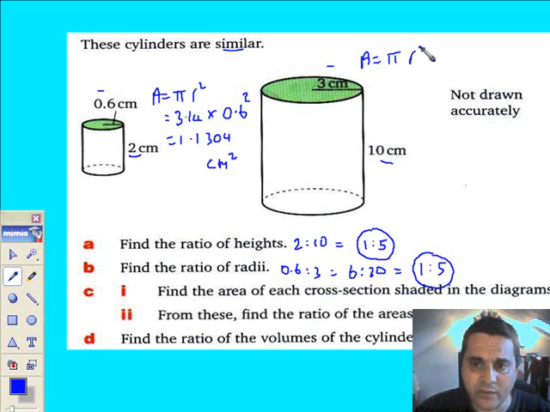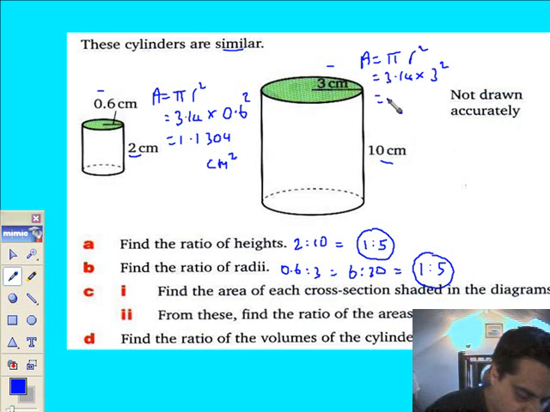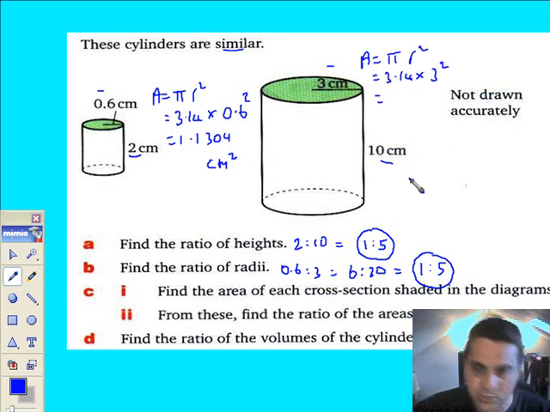A equals pi r squared. Of course, it's a different radius, though it's the same old pi, apple pie. So that's 3 squared. So that's going to be 3.14 multiplied by 9 gives me 28.26 centimeter squares. Now, from these, find the ratio of their areas.